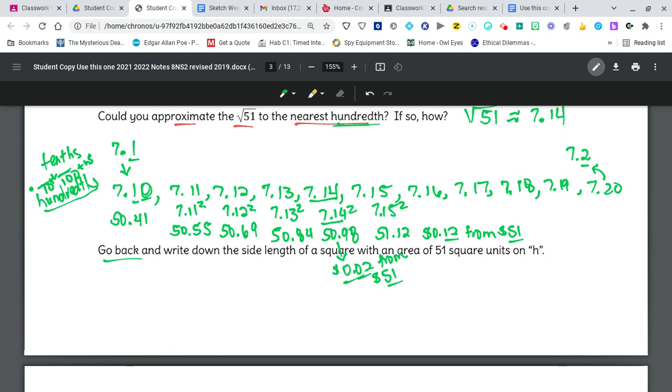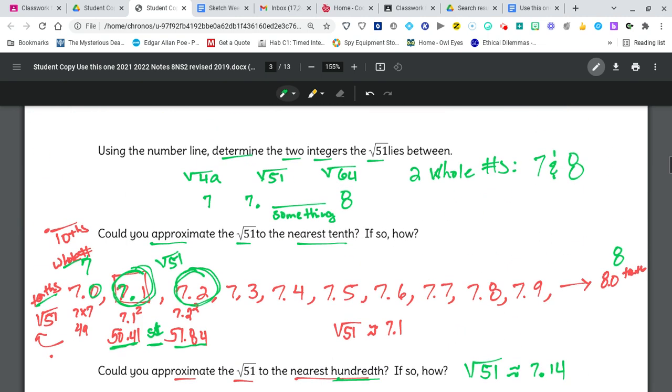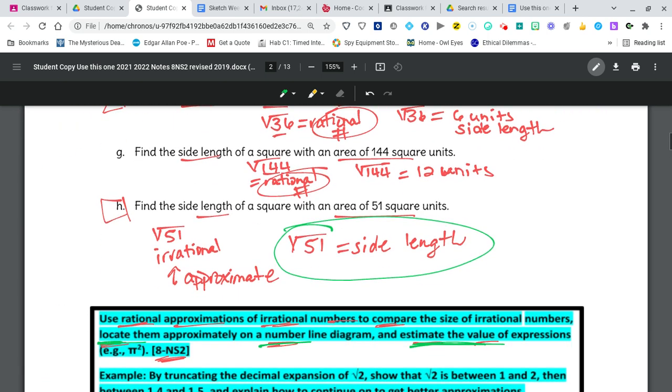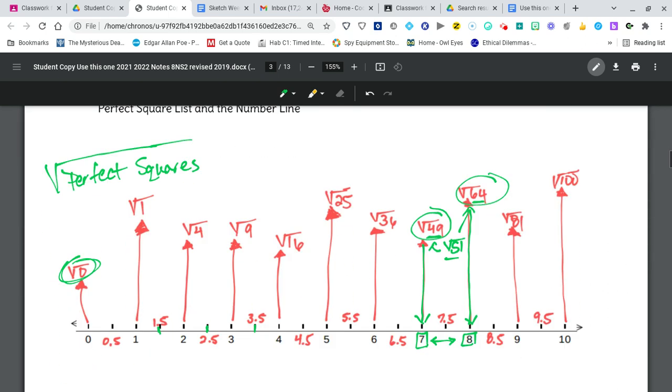So it says go back and write down the side length of a square with an area of 51 square units on H. So I'm going to go back to H. I'm almost done. It says find the side length of a square with an area of 51. I told you, you have to approximate it. So this side length is approximately 7.14 units. You could approximate it to the tenth and stop, but I like approximating to the nearest hundredth.